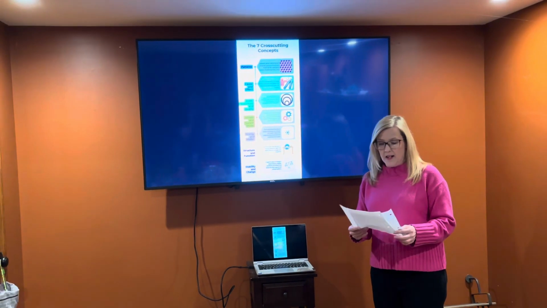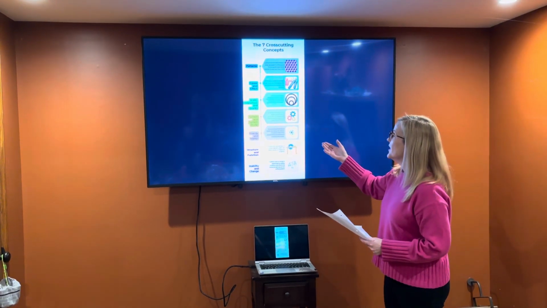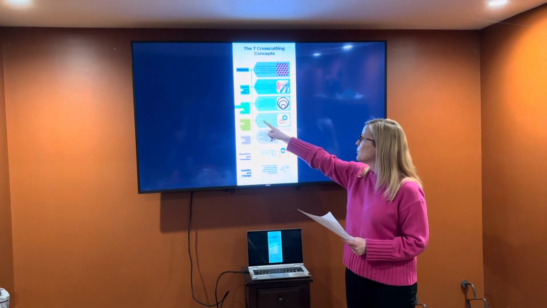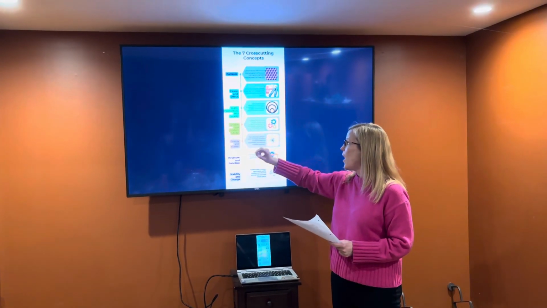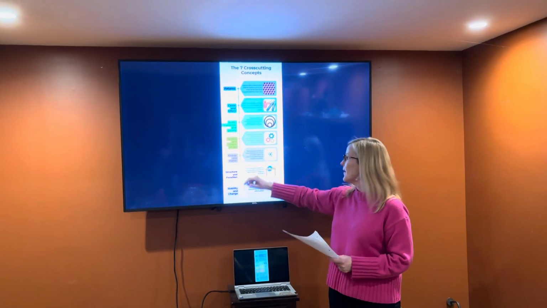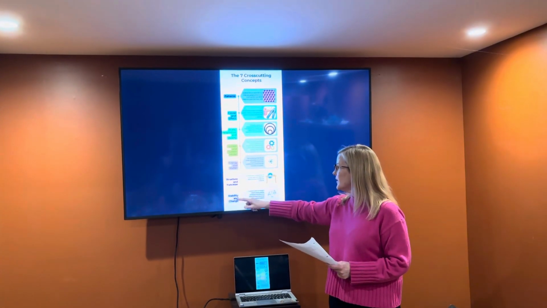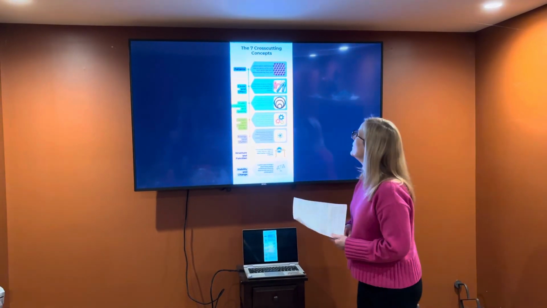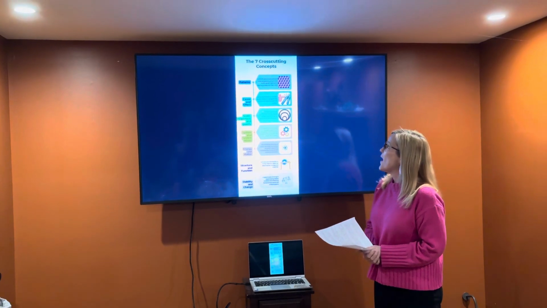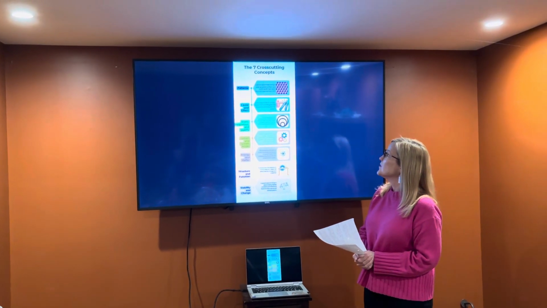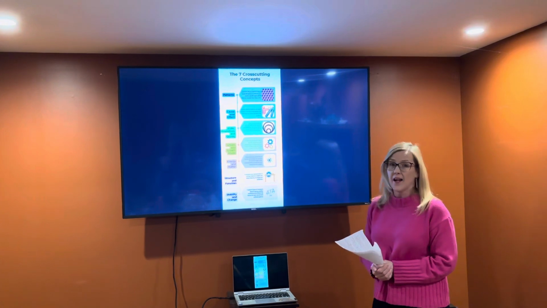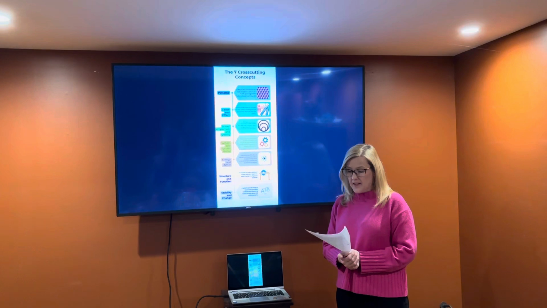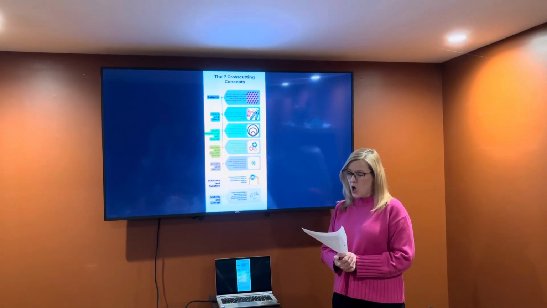The 7 cross-cutting concepts, as I've shown here, are patterns, cause and effect, scale, proportion and quantity, systems and system models, energy and matter, structure and function, stability and change. For patterns, questions about relationships of observed patterns of forms and events guide organization. For cause and effect, events have simple or complex causes.